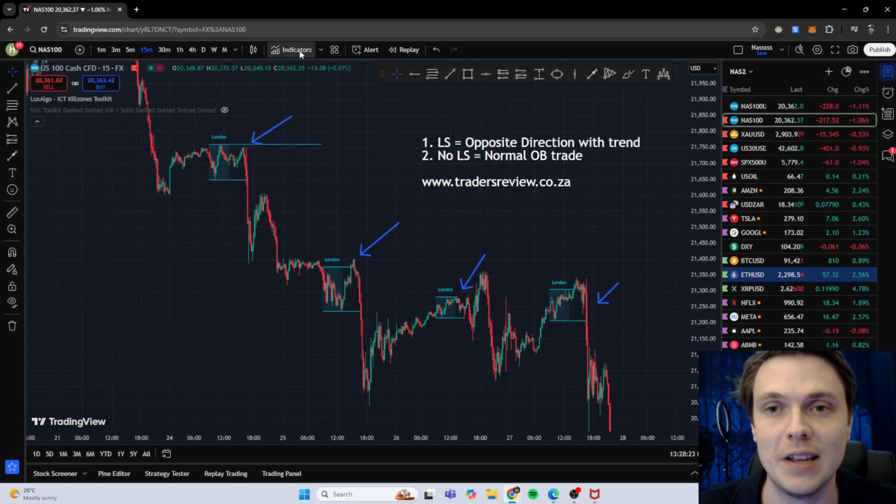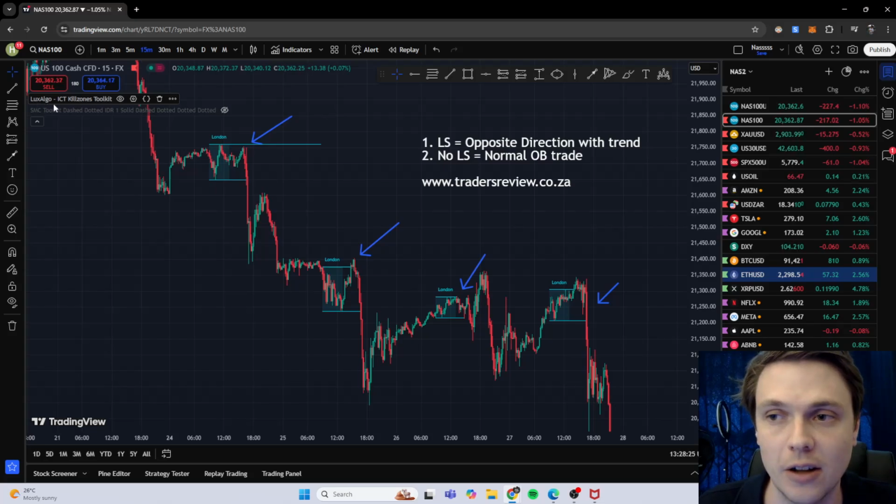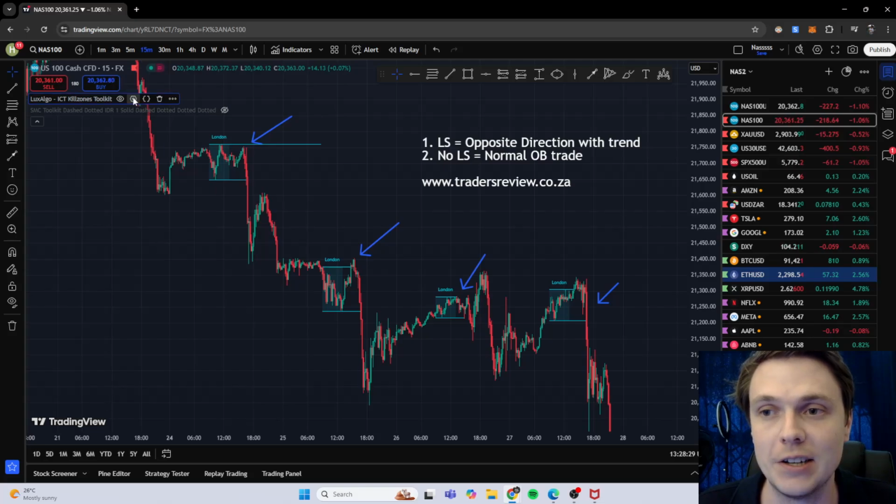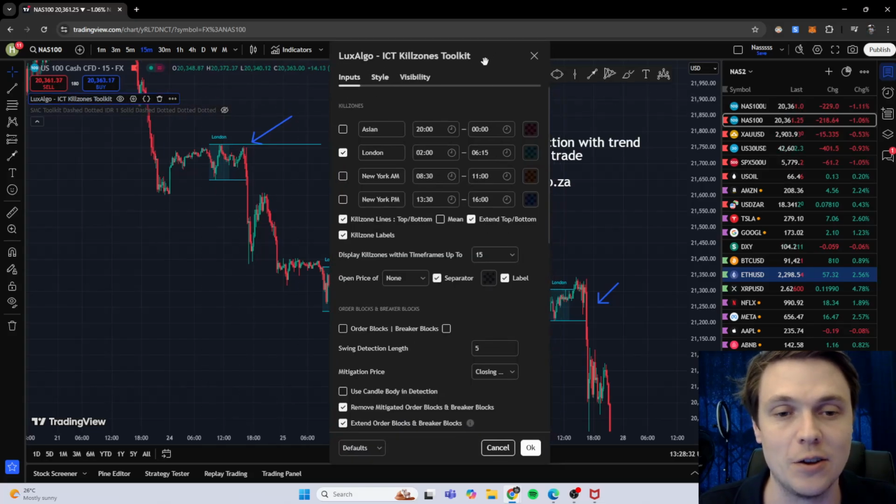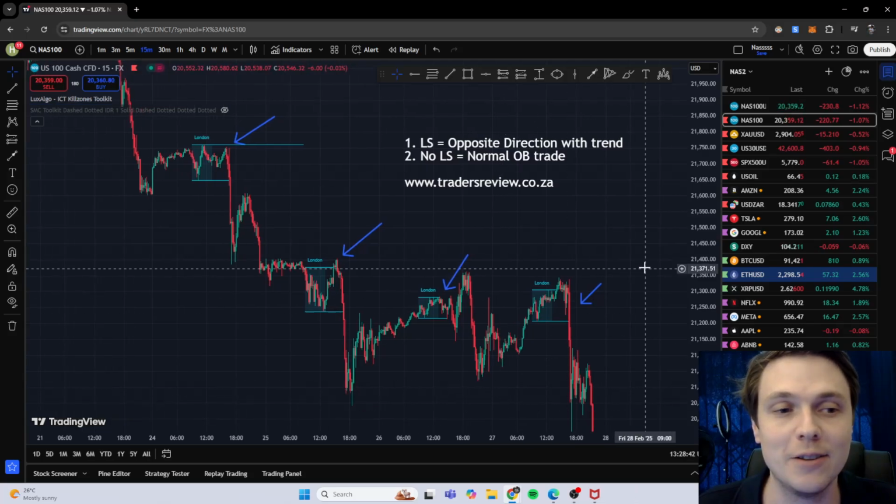All you have to do is go to the indicators button and search for Lux Algo ICT Kill Zones Toolkit, and you will find it over there. I'll quickly just press the settings button so that you guys can copy my settings. So please pause the video over here and copy my settings so that you can have it exactly like how I have it. Okay guys, back to the video.